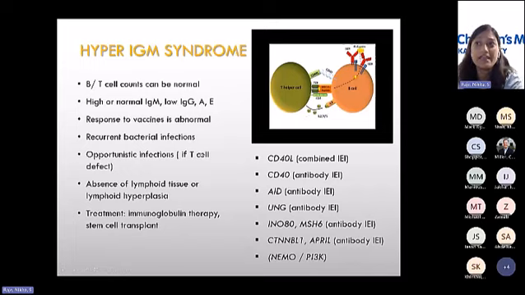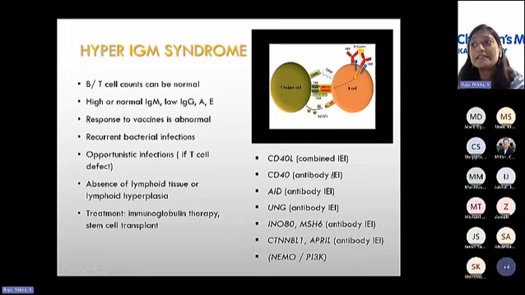So the IgG, IgA, IgE immunoglobulins are low, response to vaccines can be low, and these patients can present with recurrent bacterial infections or opportunistic infections. These patients again may need immunoglobulin replacement and supportive treatment, but the more severe ones such as CD40 ligand, CD40 may need stem cell transplant. So CD40 ligand and CD40 defects cause this combined immunodeficiency hyper IgM syndrome.